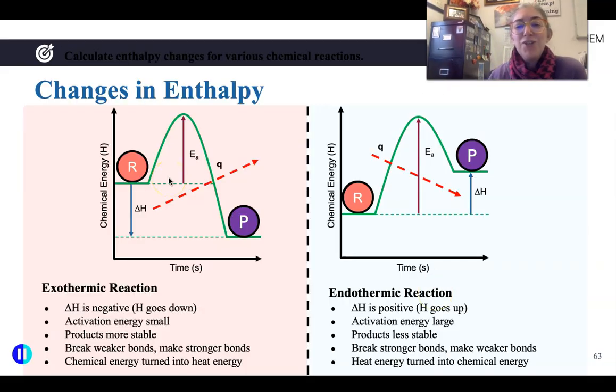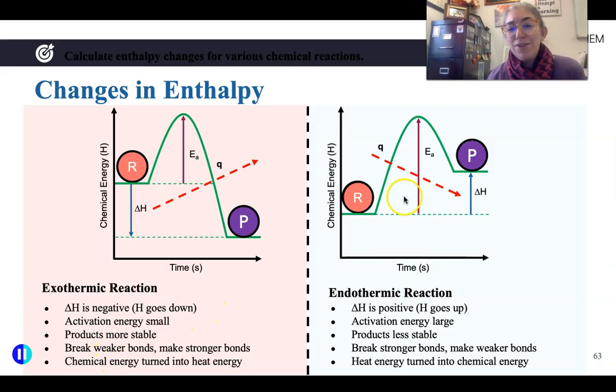All right, so changes in enthalpy can be negative or positive. A negative delta H, where it's a downhill energy diagram, is an exothermic reaction. It's giving off heat. That's what that red arrow is, giving off heat. It's releasing heat into the surroundings.